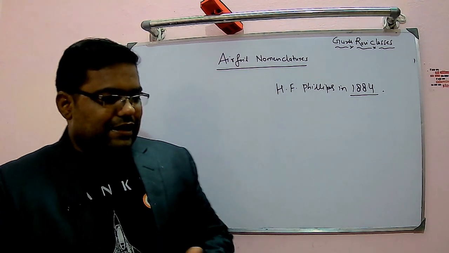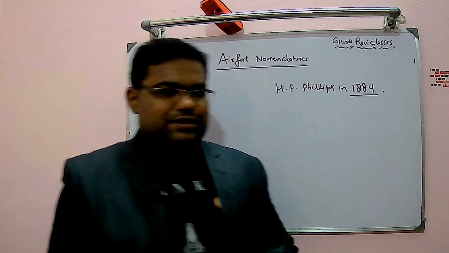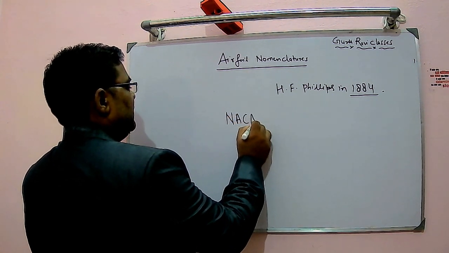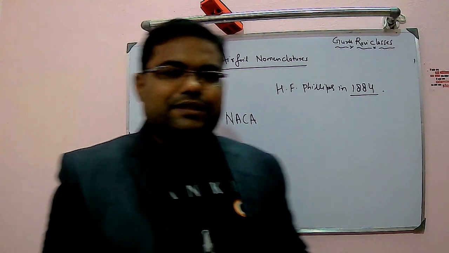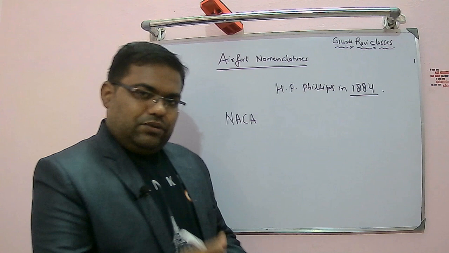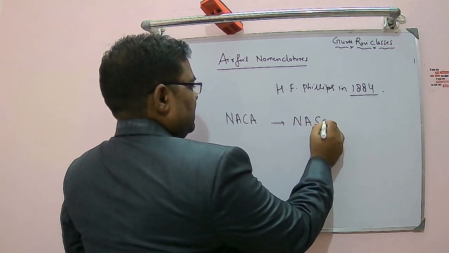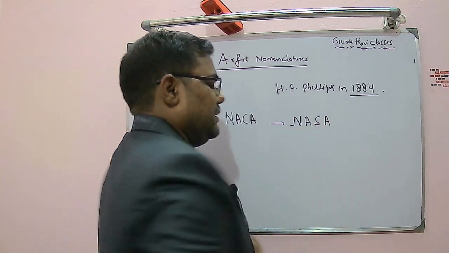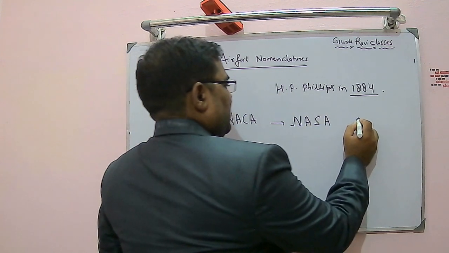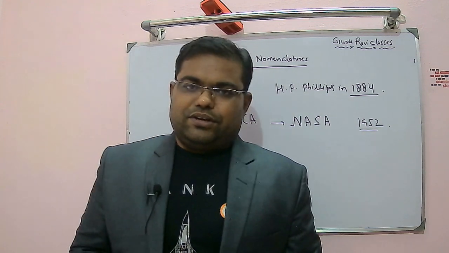Later on, in the early stage, if we look at NACA, this term I already introduced to you. NACA is the National Advisory Committee for Aeronautics. The forerunner of this became NASA, the National Aeronautics and Space Administration, in 1952. So prior to 1952, it was known as NACA, the National Advisory Committee for Aeronautics.